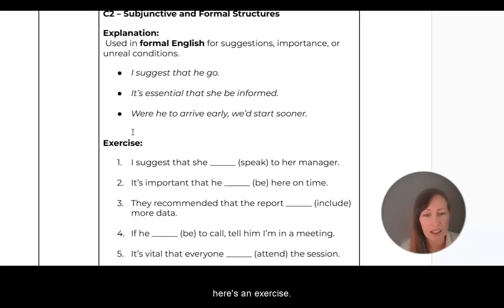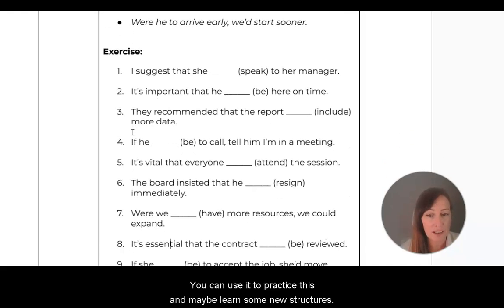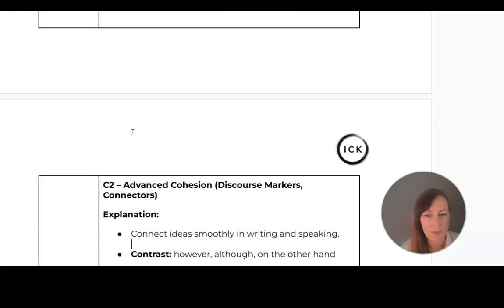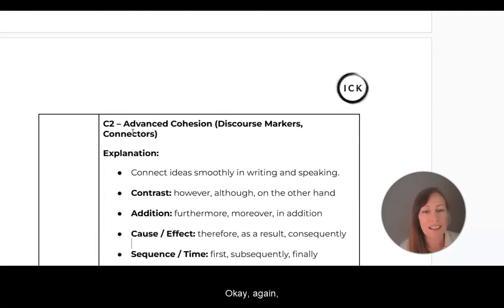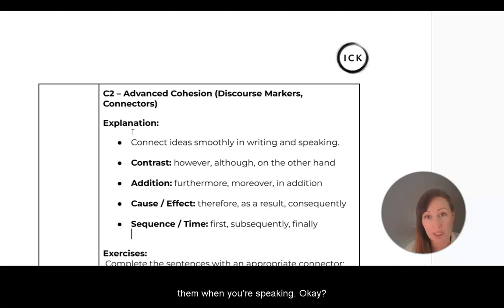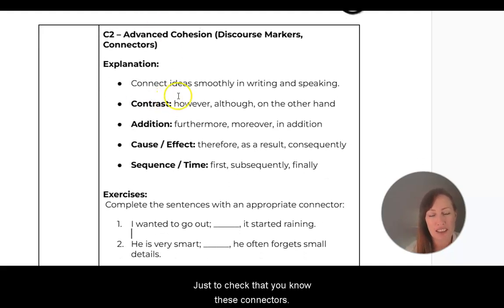Okay, so again, here's an exercise. You can use it to practice this and maybe learn some new structures. And the answers are below. Okay, again, at C2 level, it's important that you know discourse markers and connectors very well and use them when you're speaking. Okay, just to check that you know these connectors.